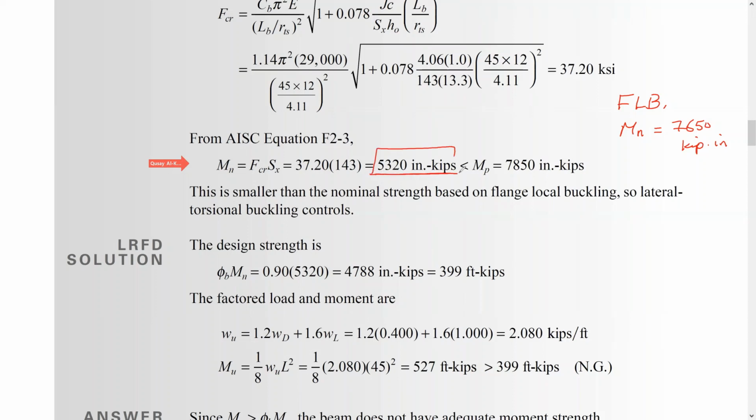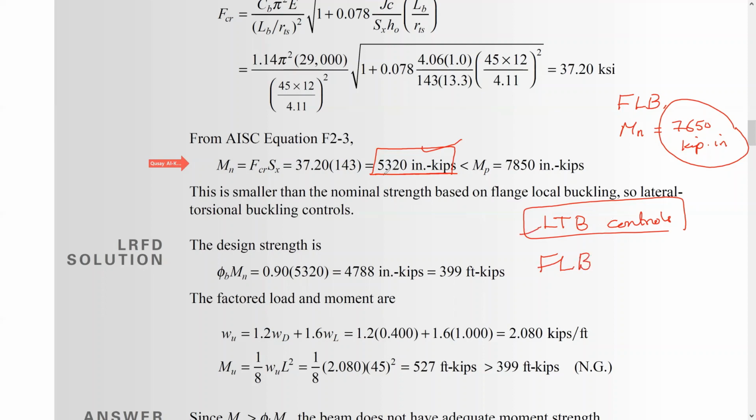So this much is greater or less than this much for the flange, which means lateral torsional buckling controls. We take the lower value between lateral torsional buckling and flange local buckling. So this value, 5320, is less than 7650. So this one controls.